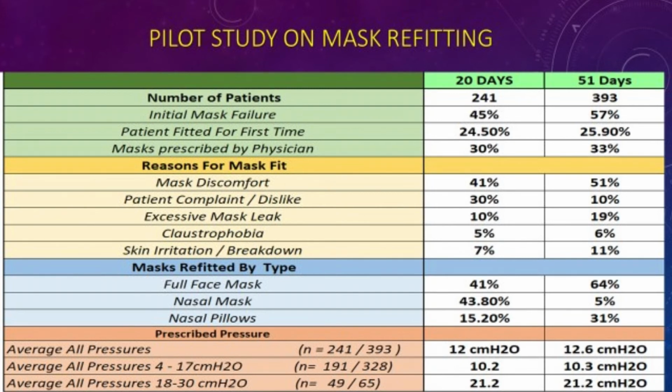Finally, we looked at prescribed pressure. We were convinced, at least in our heads, that a lot of this was due to excessively high pressures. So we looked at all pressures, and basically there was hardly any difference between 20 days and 51 days. Average pressures, 12 centimeters of water, 12.6 at 51. Pressures in the range of 4 to 17 centimeters of water, 10.2 versus 10.3. And finally, all pressures ranging between 18 to 30, 21 and 21.2. So that was really a surprise to us.